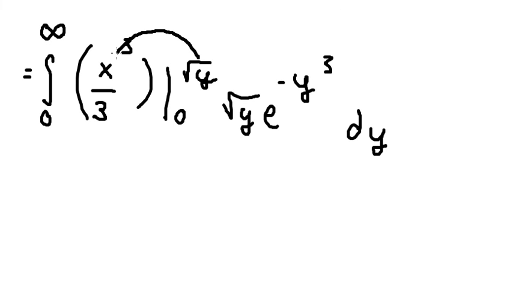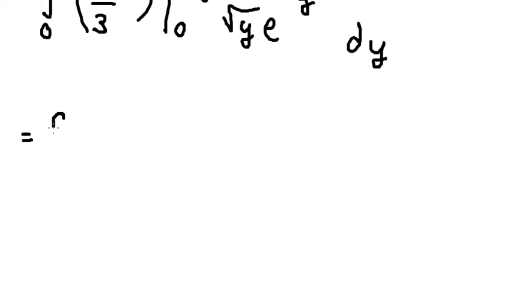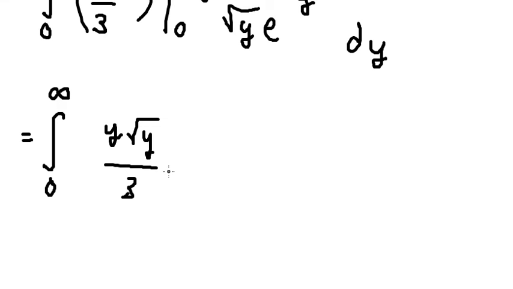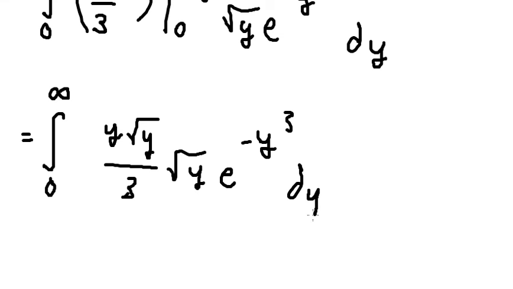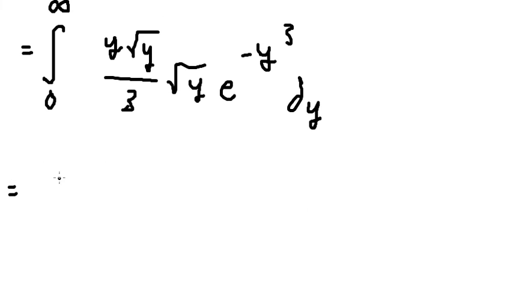So I put the square root of y in here, and 0 in here. So that is y times the square root of y over 3. The square root of y times the square root of y gives us y. And y times y gives us y to the power of 2.